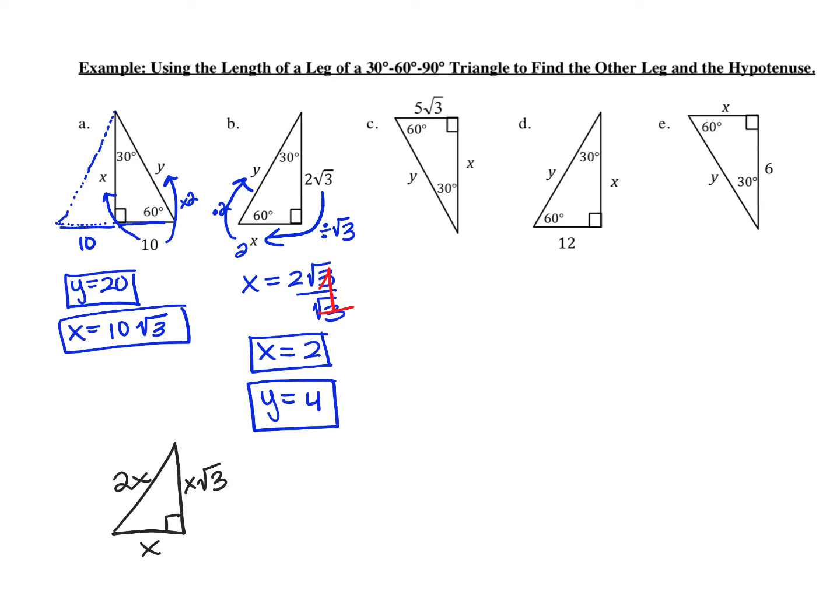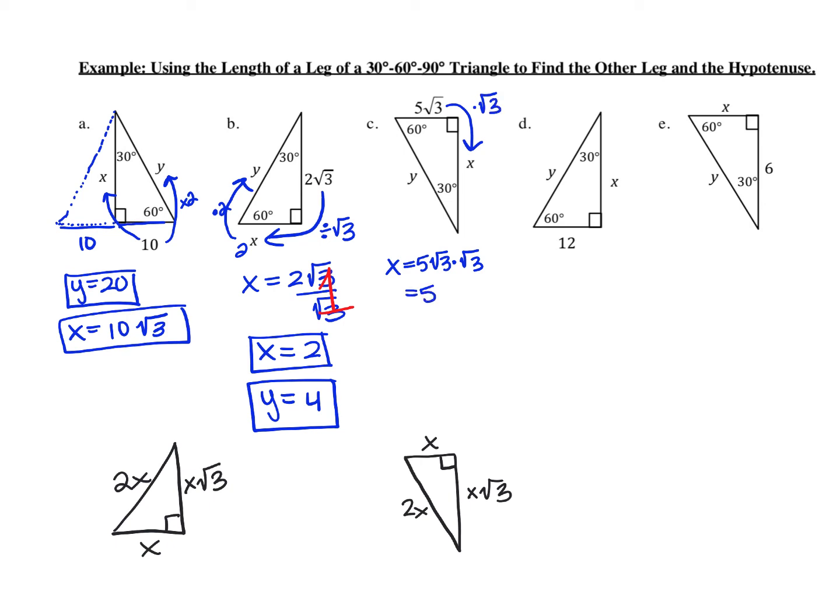For letter C, this one looks a little tricky because the triangle is drawn upside down, but that's okay. So your short side is still x, the medium side is still x root 3, and your hypotenuse is still 2x. So I'm given the short side, which is 5 root 3. So if I want to get to x, which is the medium side, you're going to do 5 root 3 times root 3. So multiplying by root 3.